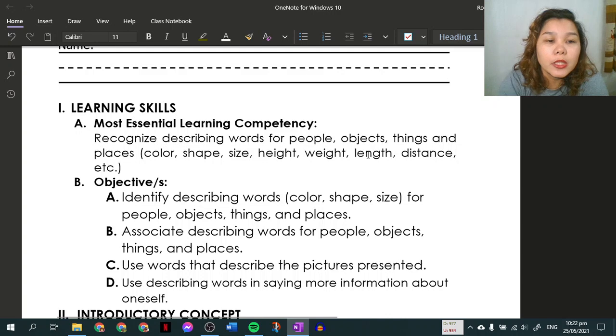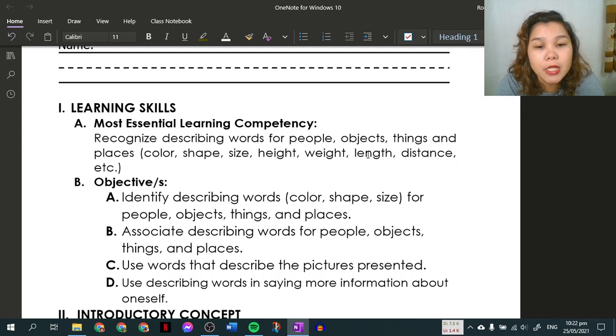Okay, so part 1, the learning skills. So part A, the most essential learning competency, or the MELC. It is about to recognize describing words for people, objects, things, and places like color, shape, size, height, weight, length, distance, and etc. And then the objectives covered, there are 4 in all. So first, identify describing words. So this was discussed already in quarter 3 English.